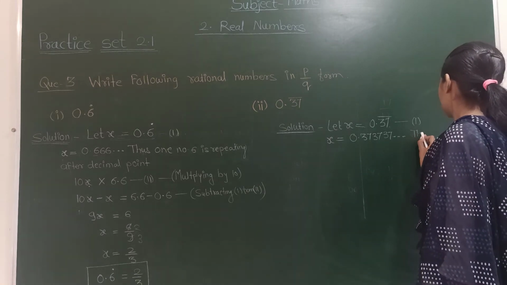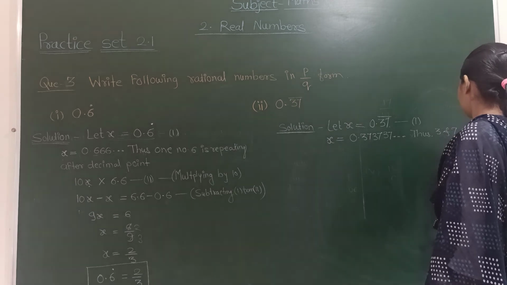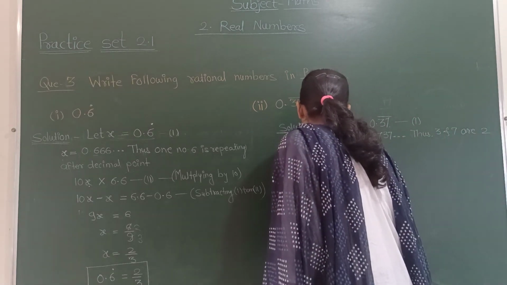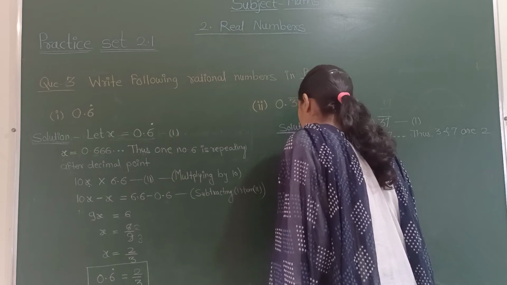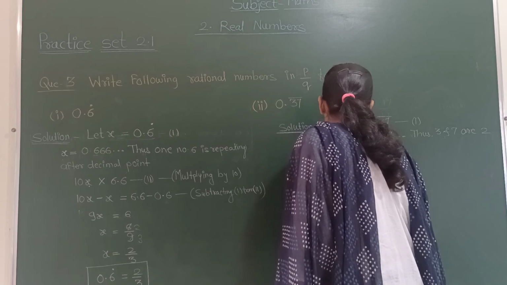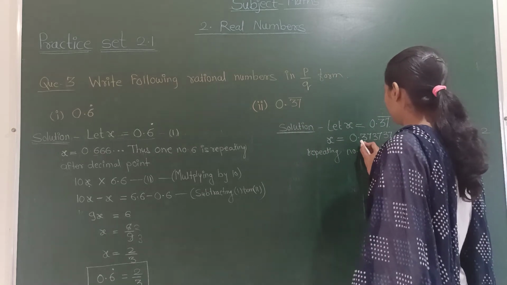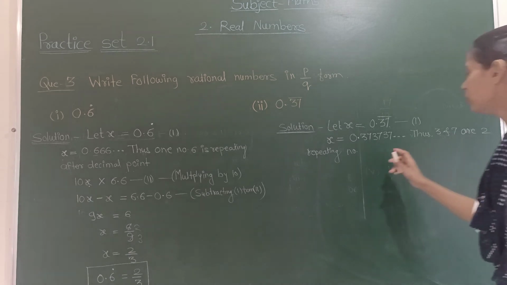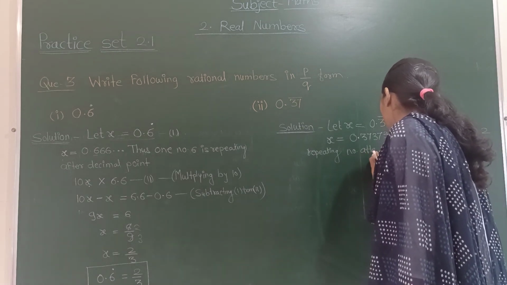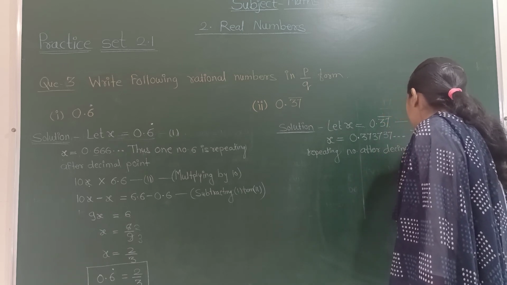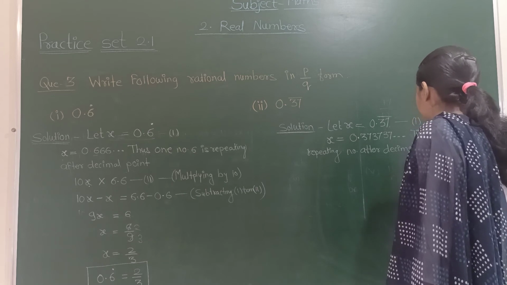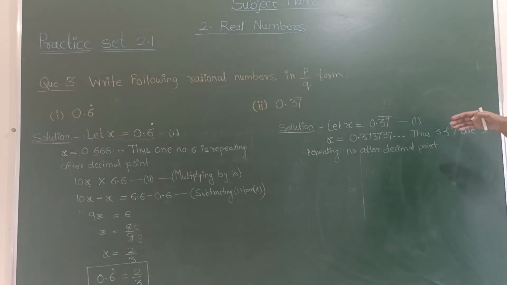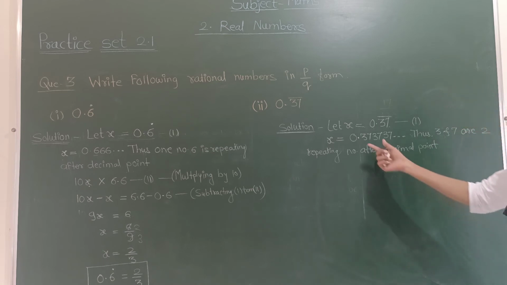Thus 3 and 7 are two repeating numbers after the decimal point. You can see after the decimal point 37 is getting repeated. So what will we do now? We will multiply this equation by 100 because two numbers are getting repeated.